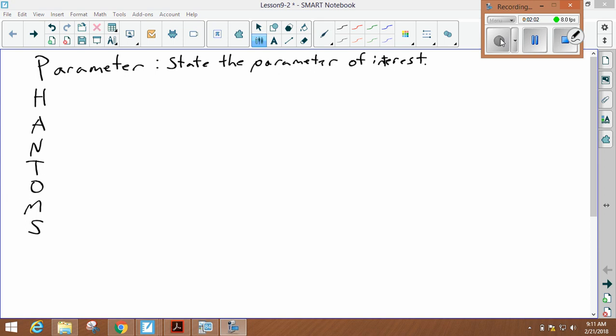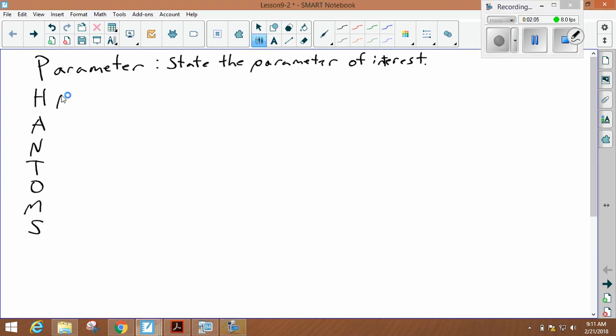And now the next thing we'll do is our hypotheses, right? So H is hypothesis. So state what you need. If you're doing a confidence interval, you're going to talk about what type of confidence interval you're going to use. A stands for assumptions. In other words, check your conditions.